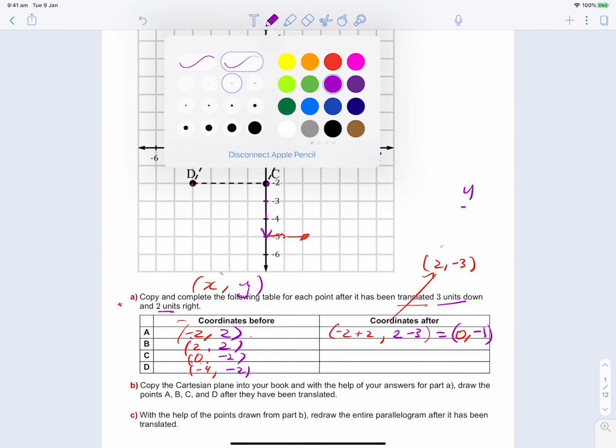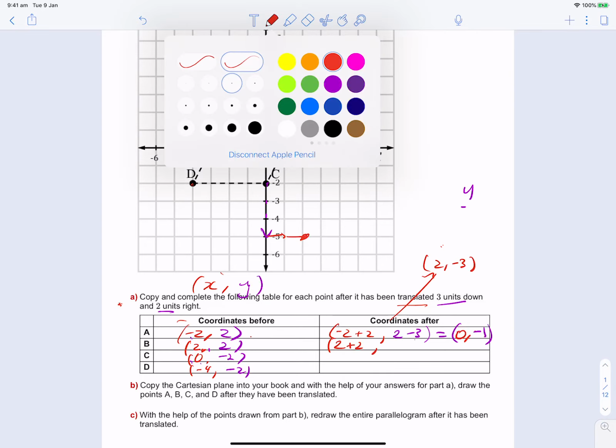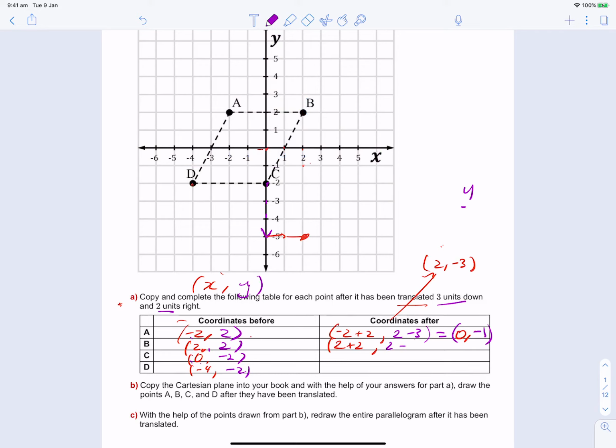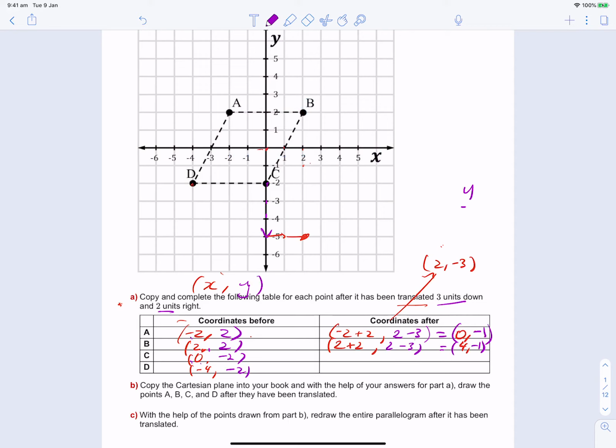And then I do the same for the next. This time I've got 2 from here, and then I'm going to add another 2. Comma, what am I doing to my y point? I'm starting at 2, and then I'm minusing 3, and that'll give me my new point of (4, -1). So I can see I'm at the same height, at -1 in the y-axis, and I'm actually 4 apart in the x-axis, so that matches up with what we said earlier.